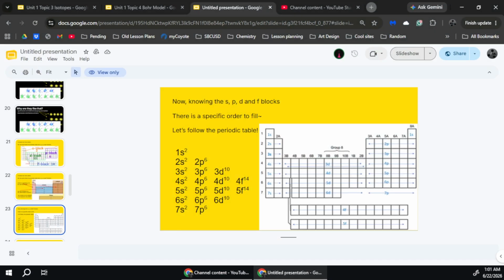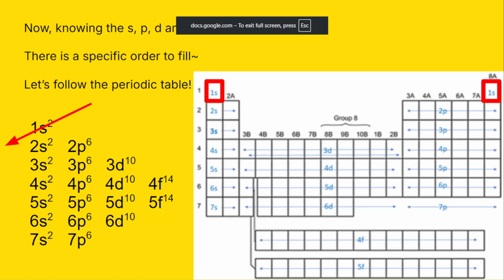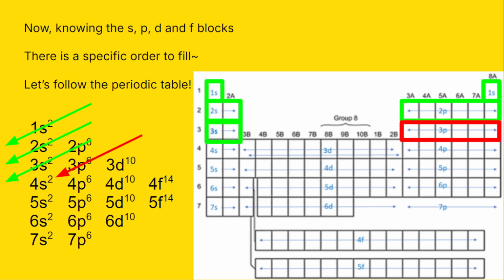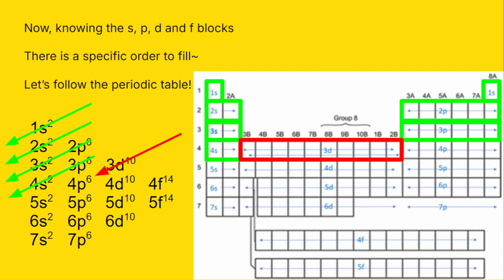Right here. Let's look at this. Let's follow along, okay? So for 1s, that's the first energy level. 2s is right here in the S block. And then 2p is in the period 2 p block. And then after that is 3s. And then after that is 3p. After 3p is 4s. After 4s is 3d. And then 4p. And then 5s. So it goes on like that.